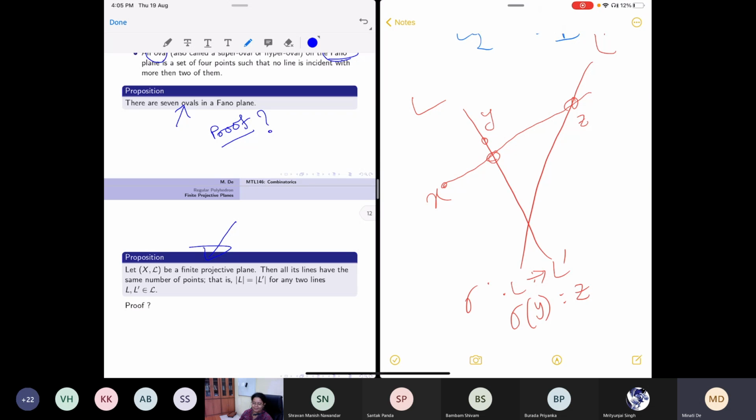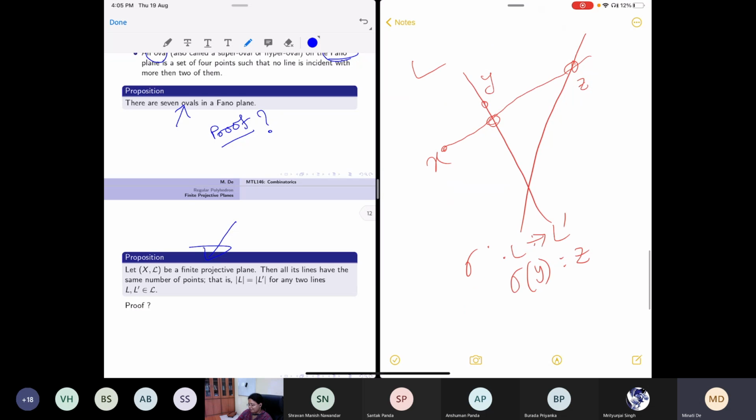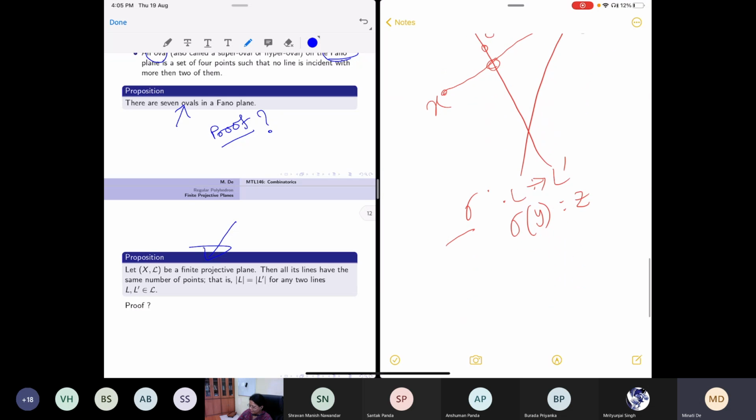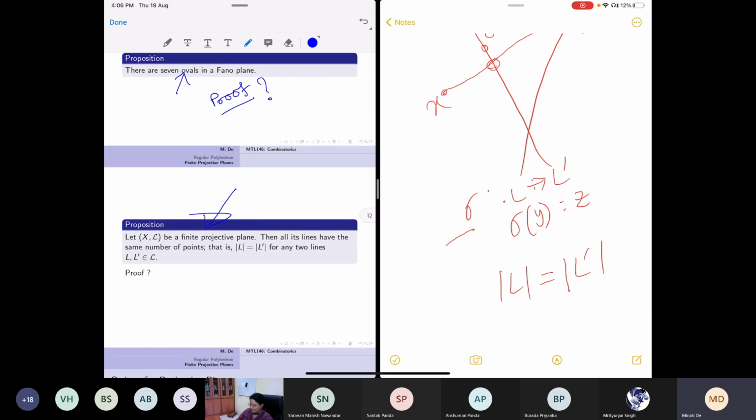Again, it comes from the properties, the axioms. Otherwise, two lines will intersect at x and z. Okay, so you are convinced that this function is a bijection. So if it is a bijection, then you can straightforwardly say the cardinality of L is the cardinality of L dash. Does it make sense?